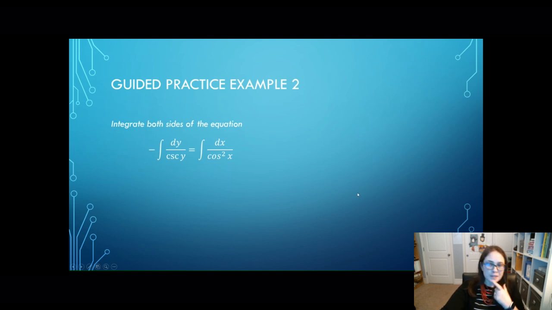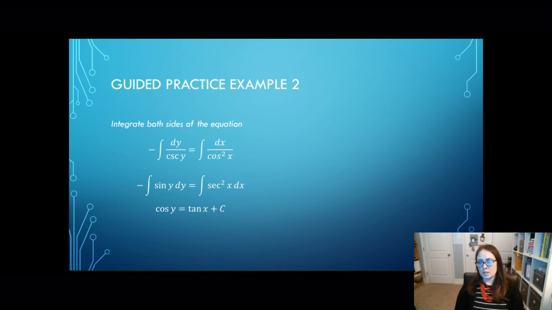And looking at how would I integrate that, it actually makes my life easier if I use a reciprocal identity from trig. So 1 over cosecant is actually sine, and 1 over cosine is secant. So this actually simplifies things a little and makes it easier to integrate. So now I can integrate the negative sine of y on the left, and secant squared x happens to be the derivative of tangent. So I end up with this here. So cosine of y equals tangent of x plus c.